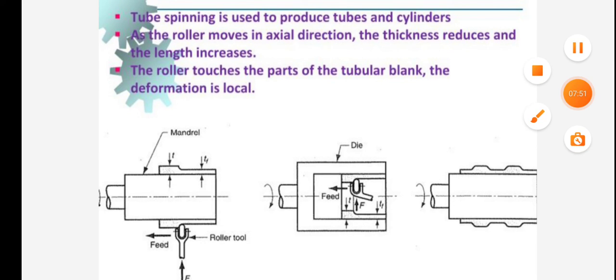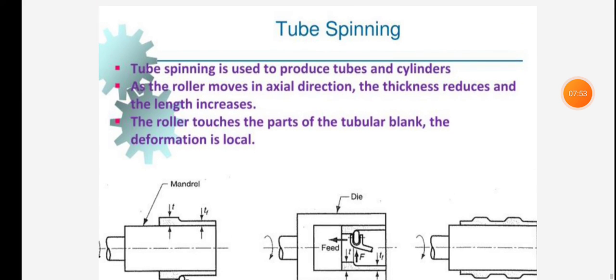Thus, we have seen the tube spinning operation in this session. We will see the next topic in the next session.